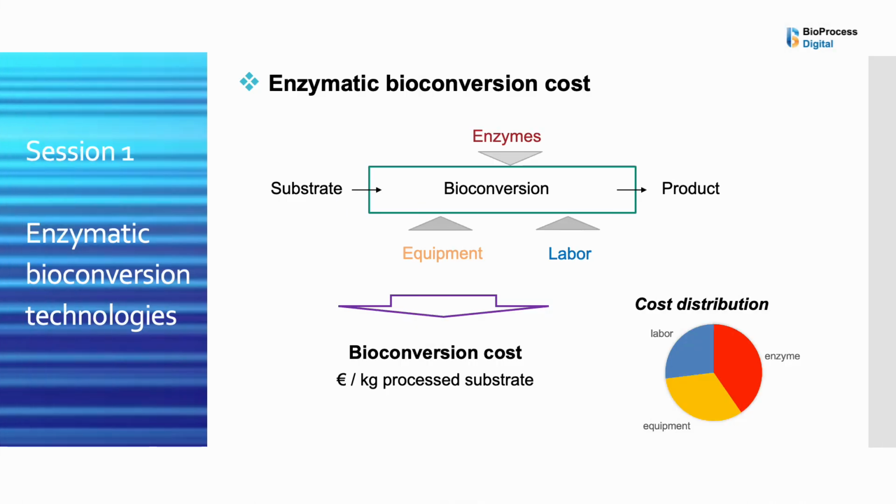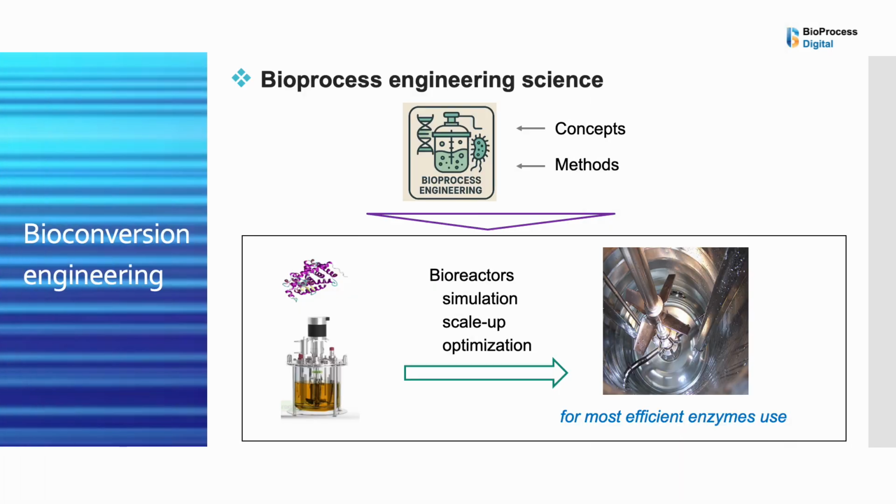Finally, Session 1 introduces the economics of bioconversion processes. It presents the methodology used to evaluate bioconversion costs, focusing on key cost contributors such as equipment, enzymes, and labor. Understanding cost evaluation is essential for optimizing the economic performance of bioconversion processes, especially given the wide variation in enzyme costs, which can range from €100 to over €100,000 per kilogram.